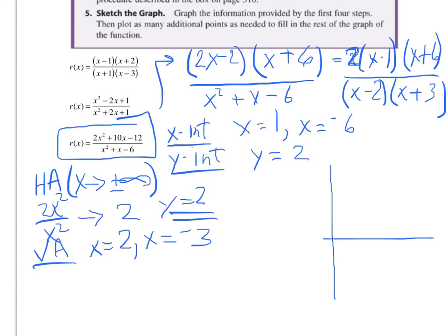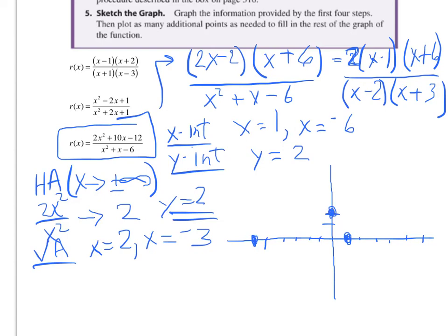So we'll do that. First we'll enter in our intercepts. X-intercepts: 1, 2, 3, 4, 5, 6, negative 6 and positive 1. There's negative 6, and there's positive 1. The y-intercept is y equals 2, 1, 2, right there.